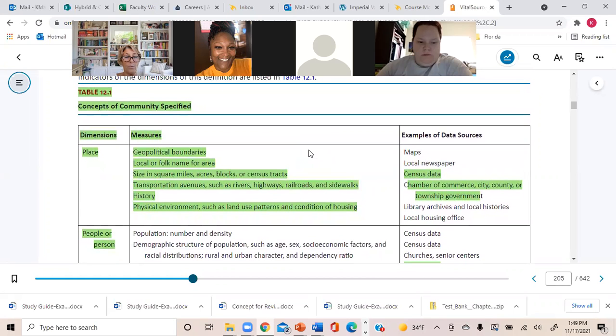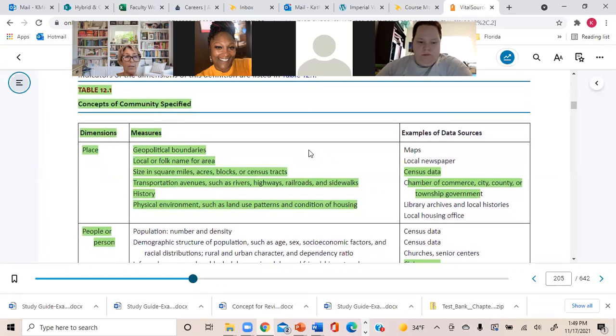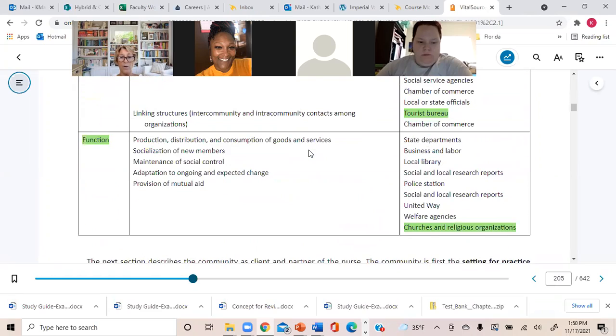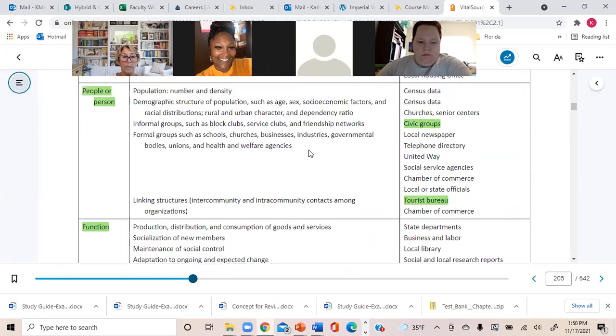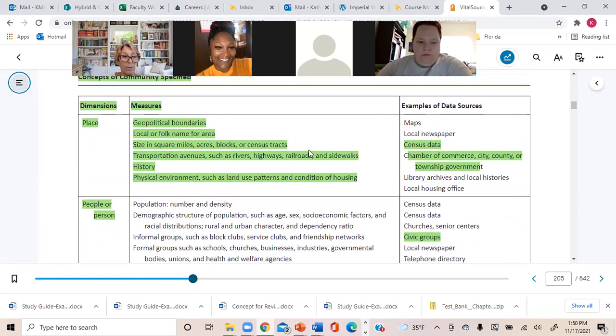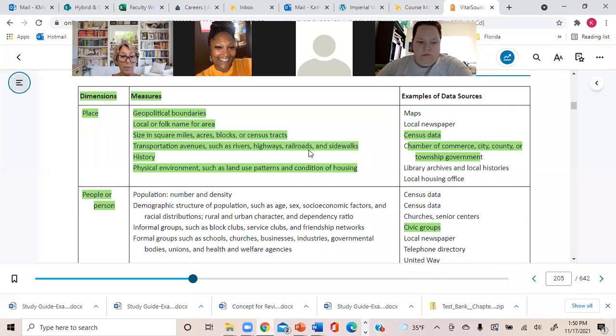So we went through this in the outline PowerPoint, but I want you to have a look at table 12.1 on page 205. These are the dimensions of the community: place, people, and function. You need to be able to identify what each of these are. So for example, let's go to people in the middle. What's the dimension? What are we trying to measure? Population, the demographics. What's the age? What's the sex? Socioeconomic factors. Do they have book clubs, service clubs, friendship networks?